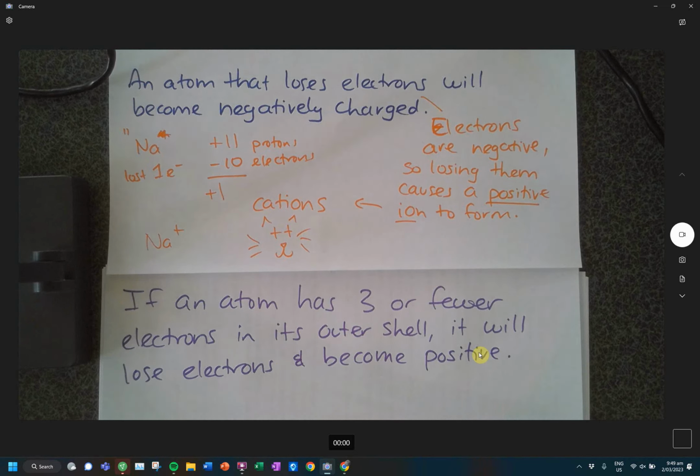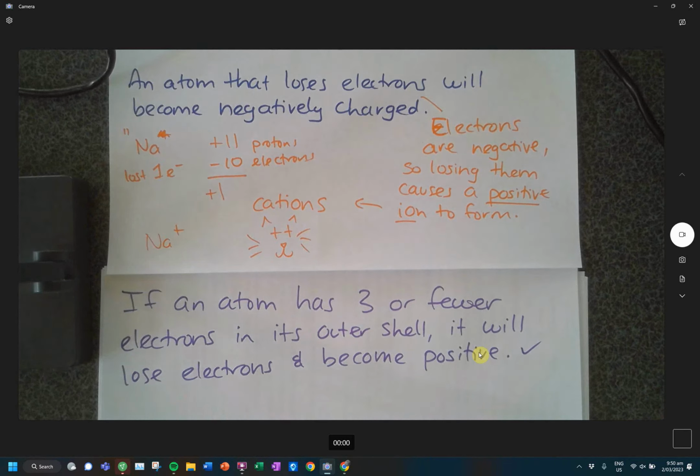Now don't worry about copying all these statements down, because remember I gave you that reading passage and all the answers are in there. All right, so is that true or false? That is true. It'll be easier for it to lose electrons than gain them.